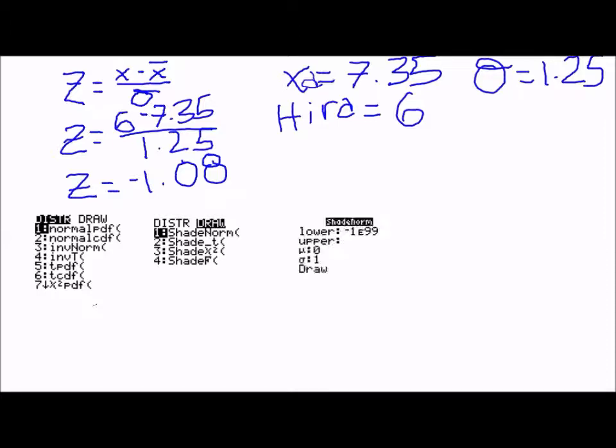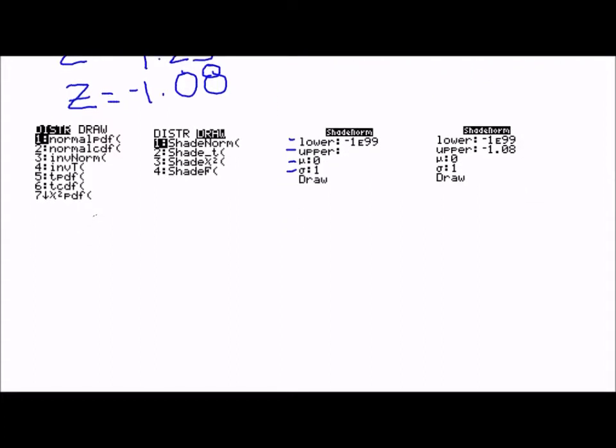So we have the lower bound, the upper bound, this is the mean, this is standard deviation. Most of the time we want our lower bound to be negative infinity, but we want the upper bound to be our z-score. So we're going to put negative 1.08 for our upper. Once we do that, we hit draw, and you should get a bell curve on your screen that looks like this.